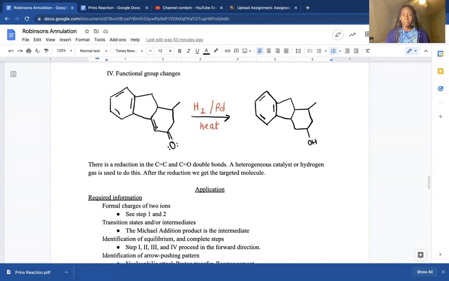So here you can see the carbon-carbon double bond and the carbon-oxygen double bond are here. And then because of the hydrogen gas attacking, we then reduce the two double bonds to single bonds, which would then give us our final product.